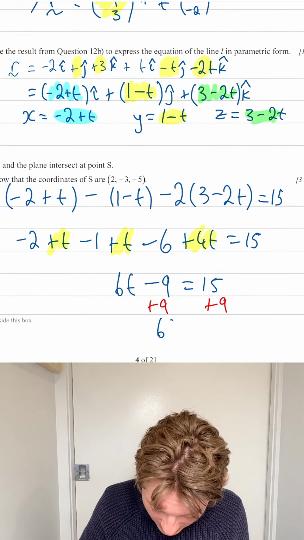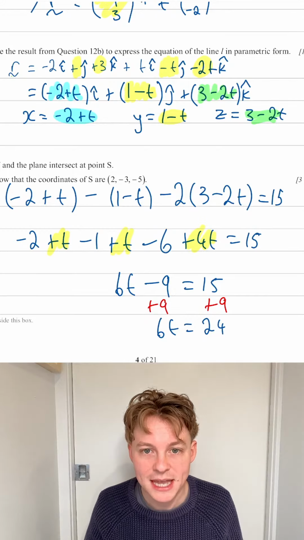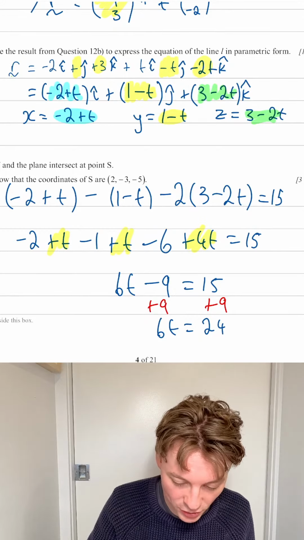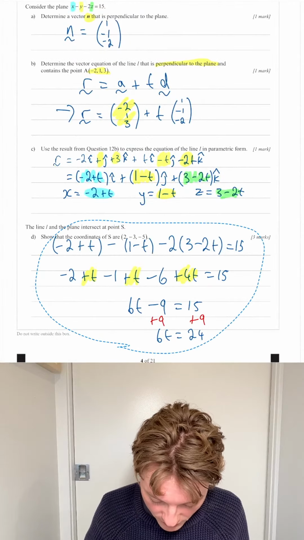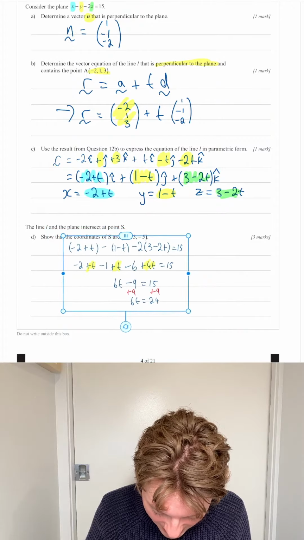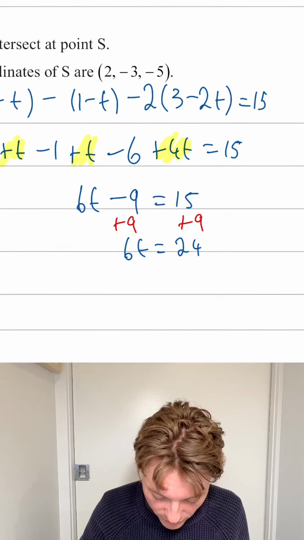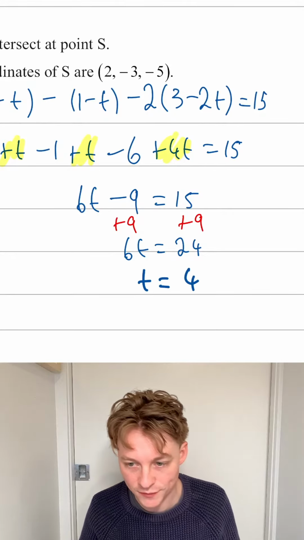Divide both sides by 6. 15 plus 9 is going to give 24. Divide both sides by 6, and I get a value. Again, I probably need to shrink things down a little bit because I am writing nice and big, that way we can all see. If I shrink this down, I wind up with a value of 4 for my t value. Okay, so I get the value of t equals 4.